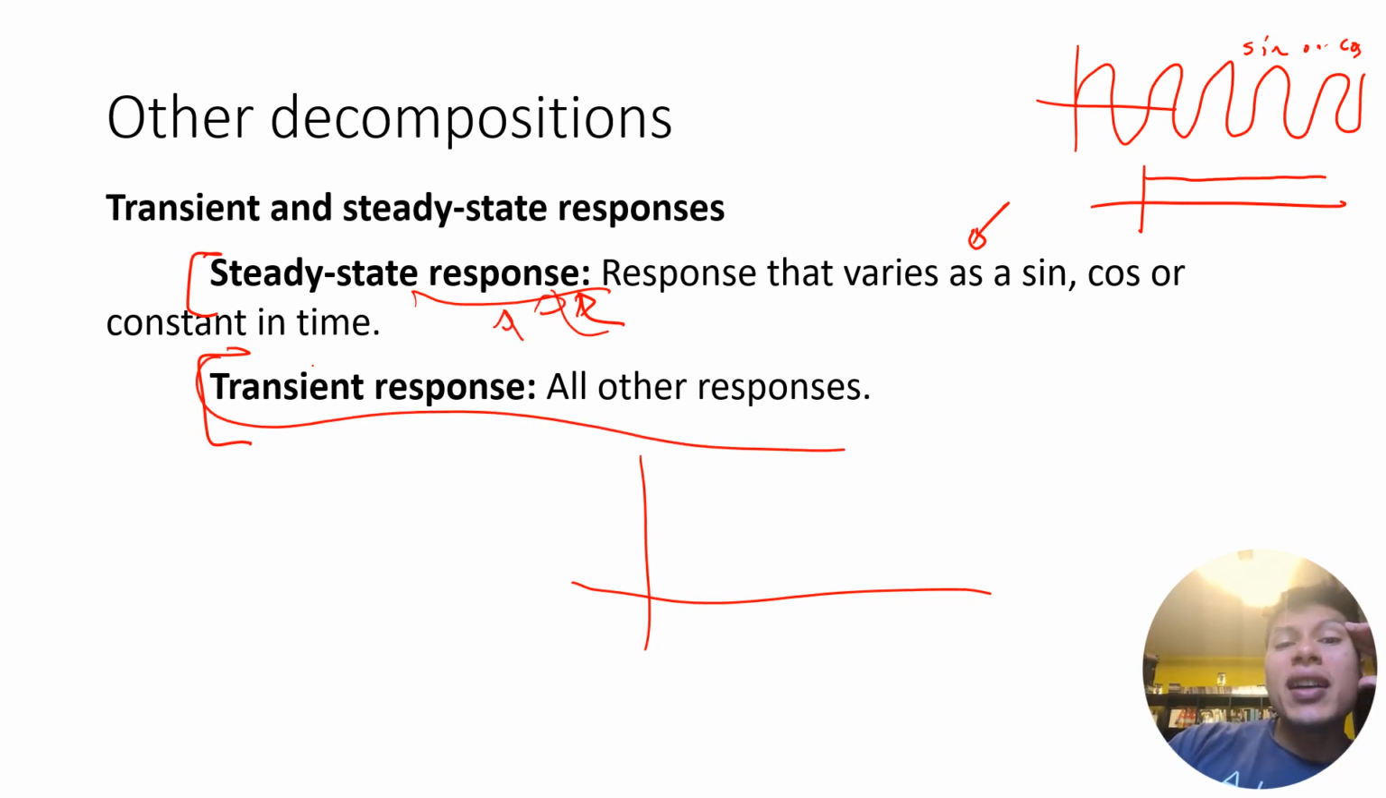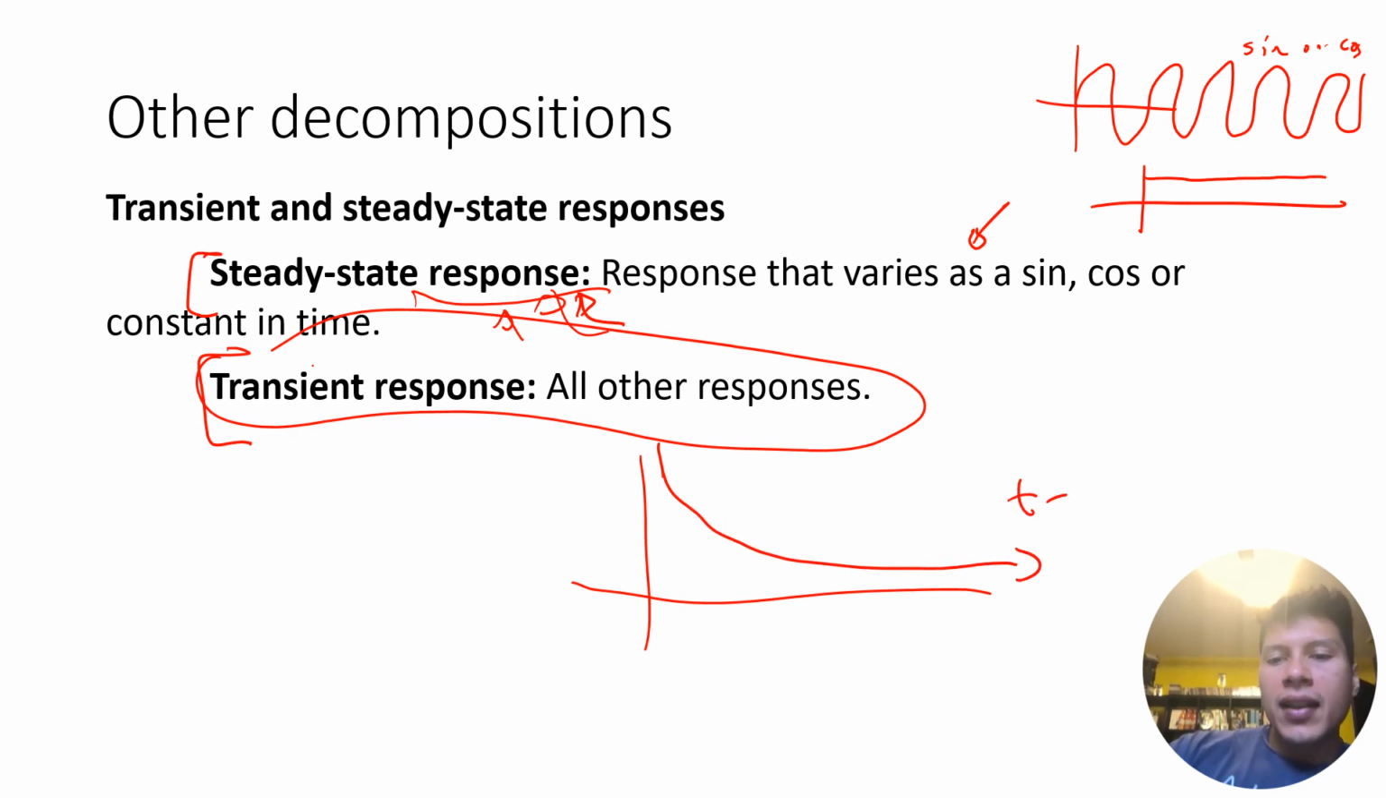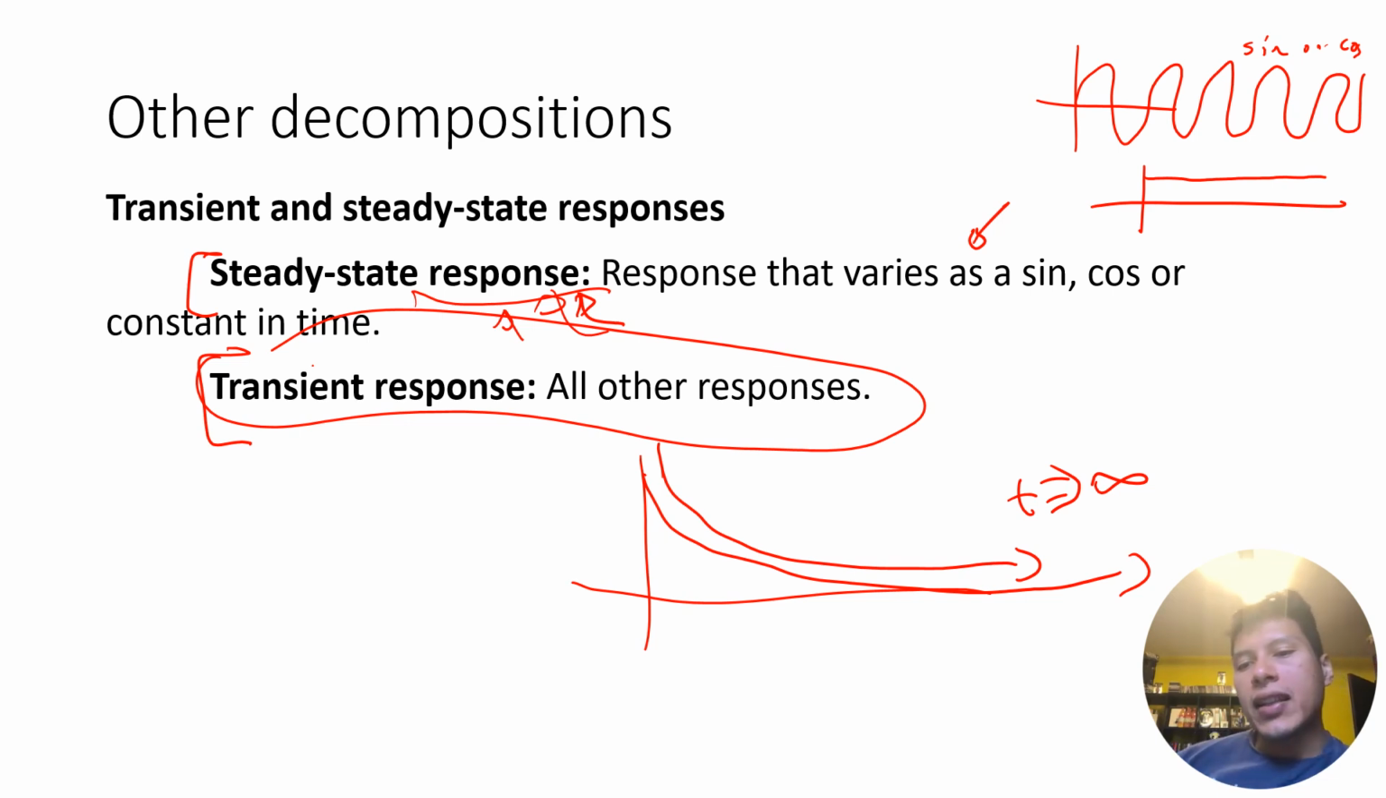The transient response is all other responses, but in particular, the more correct definition is any response that goes to 0 as time goes to infinity. So any response that decays to 0 as time goes to infinity, that would be called the transient response.